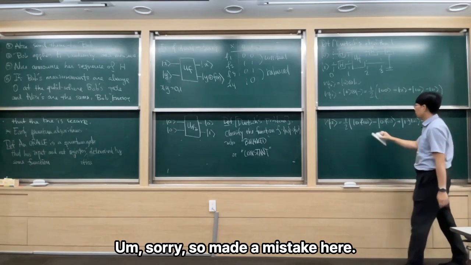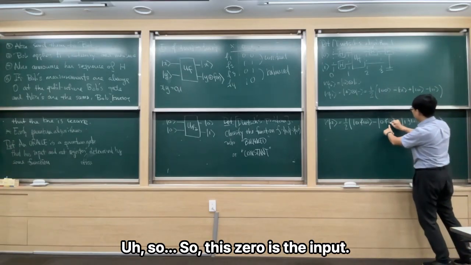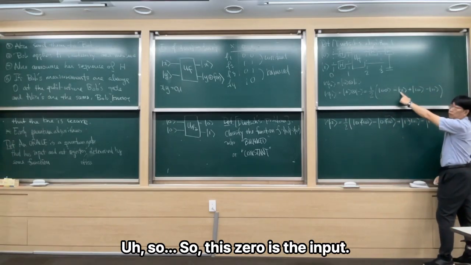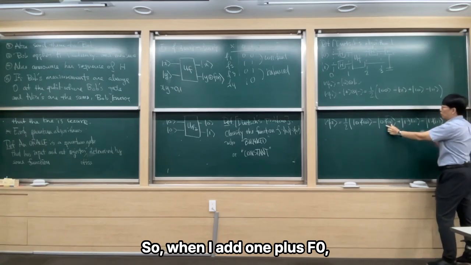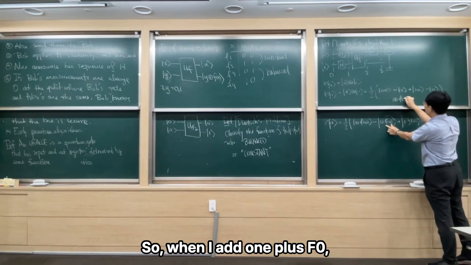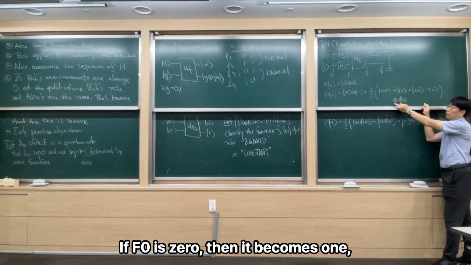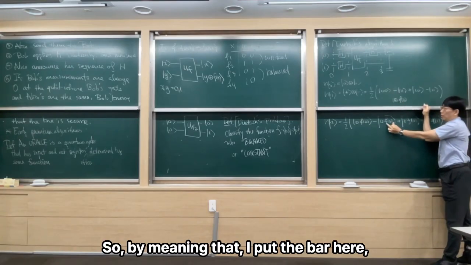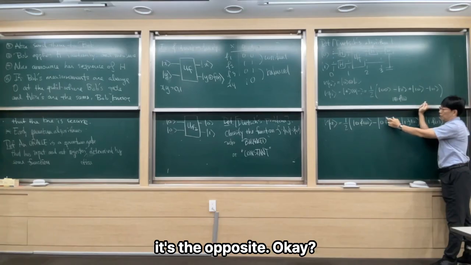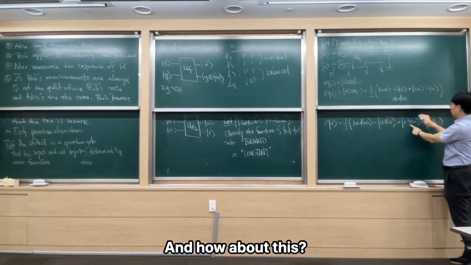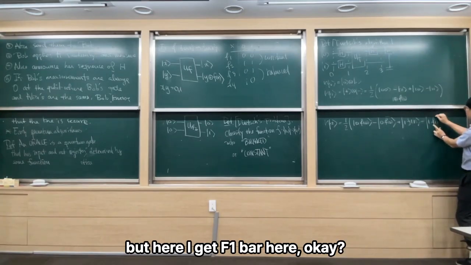Sorry, I made a mistake here. So 0 is right, this 0 is the input, so I have to add 1 to f0. When I add 1 plus f0, it's always the opposite number to f0, right? If f0 is 0, then it becomes 1. If it's 1, then it's 0. So I put the bar here, meaning whatever I get as f0, it's the opposite, okay? And how about this? We get f1 because it's 0, it's the same thing. But here I get f1 bar, okay?